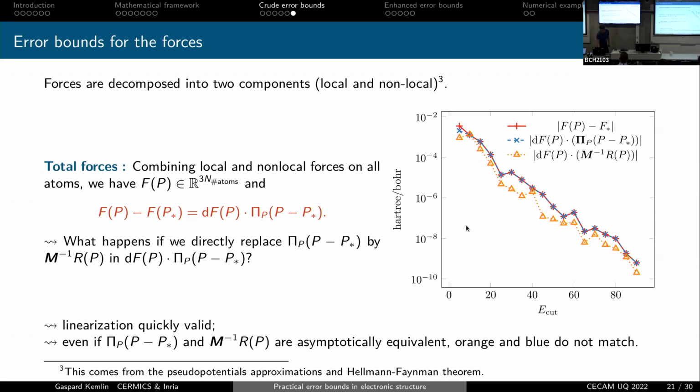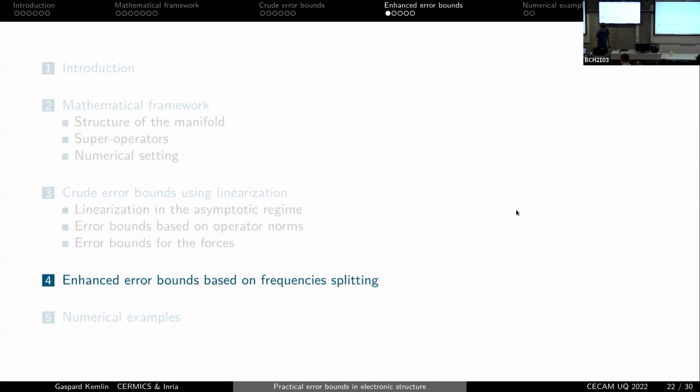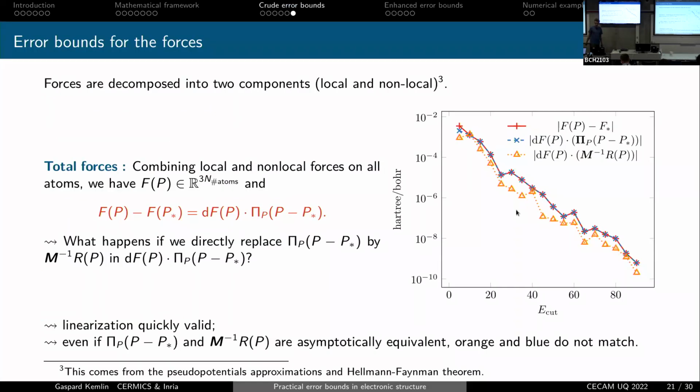But then, even though the error and the residual in H-1 norm asymptotically match, here we observe a non-negligible difference between the orange curve, where we replace the error by the residual, and the objective curve, which is the red one. And here it's below, but it could be above in another configuration. Okay, and at some point we arrived here, and then we were wondering, okay, what's happening there? Because we can prove mathematically this asymptotic equivalence. So there is something going wrong here.